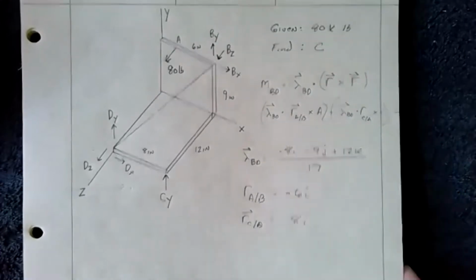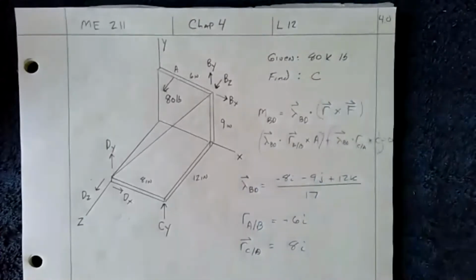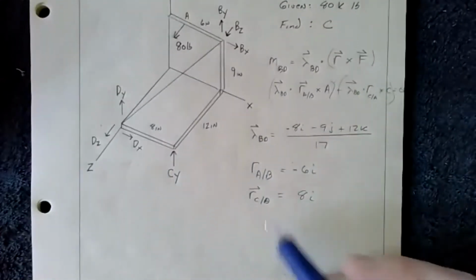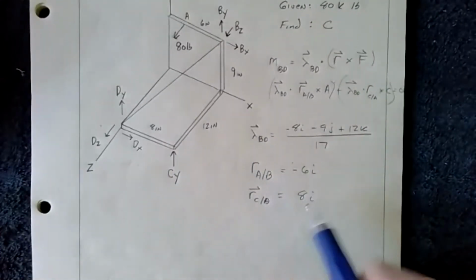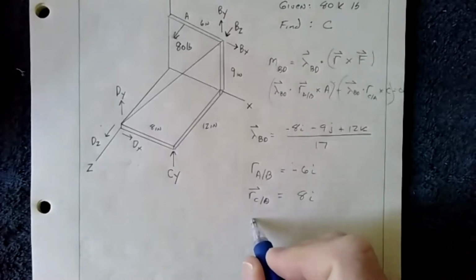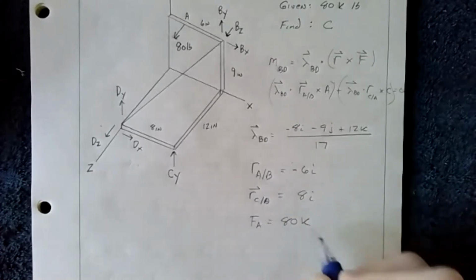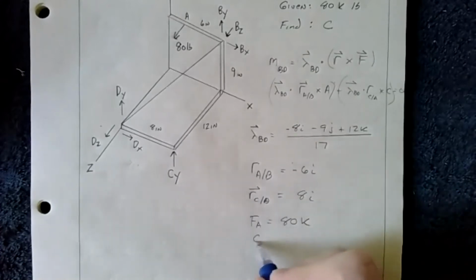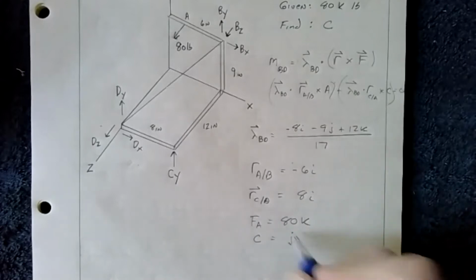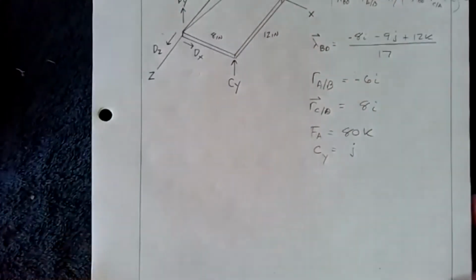And that's the big difference. We're not just solving this. This is our governing equation, but you have to do this in order to solve, just like before. So we have this, we have this. We know that our force at A, we'll call FA, is just equal to 80K. And we know that C is just in the J direction, so we can call it CY. So we have everything. Let's go ahead and set it up.